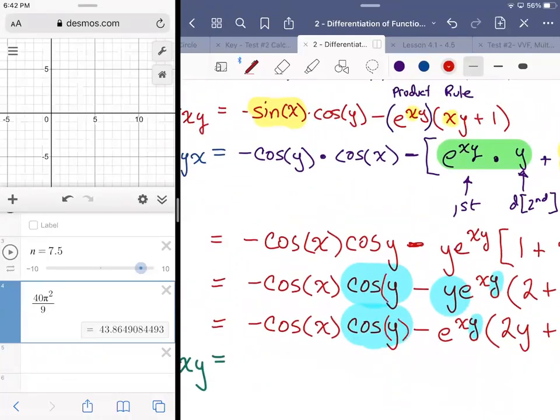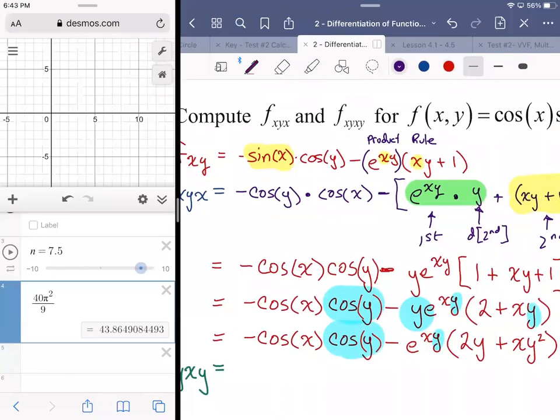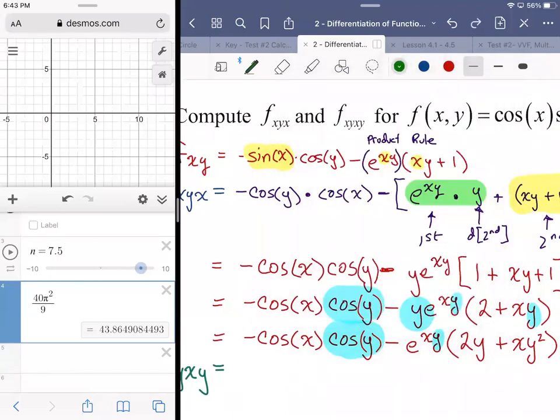And I just realized I didn't have parentheses around these. It's not a big deal, but I'm trying to be consistent. So hanging on to cosine of y, hanging on to negative cosine of x. Those are my constant multipliers.